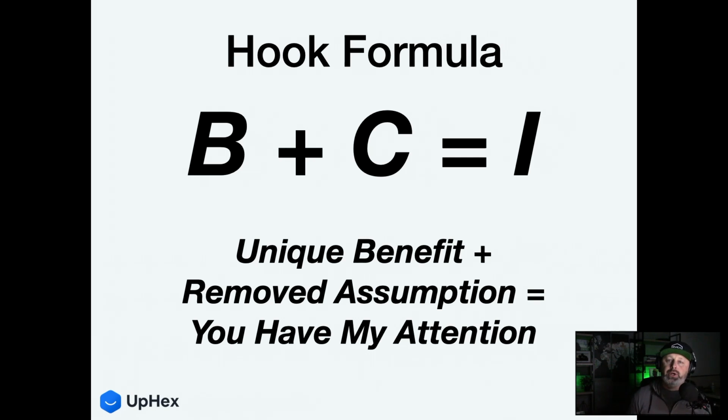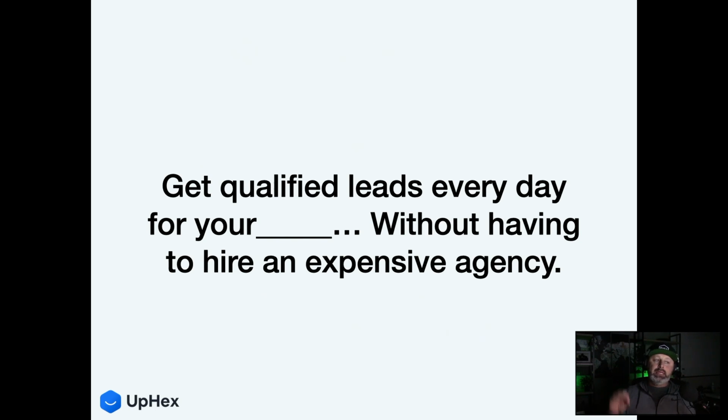Now, you establish curiosity by removing an assumption, okay? Let me help you get the thing you want without the thing they assume it's going to require to get it, all the hard work, all the effort, all the whatever, without the X. And then all of a sudden, now we have interest. Give me this thing I want without the effort. Now we have the interest. Here's an example. Let me get you qualified leads every single day for your real estate agency without having to hire an expensive ad agency. Boom. B plus C equals I.